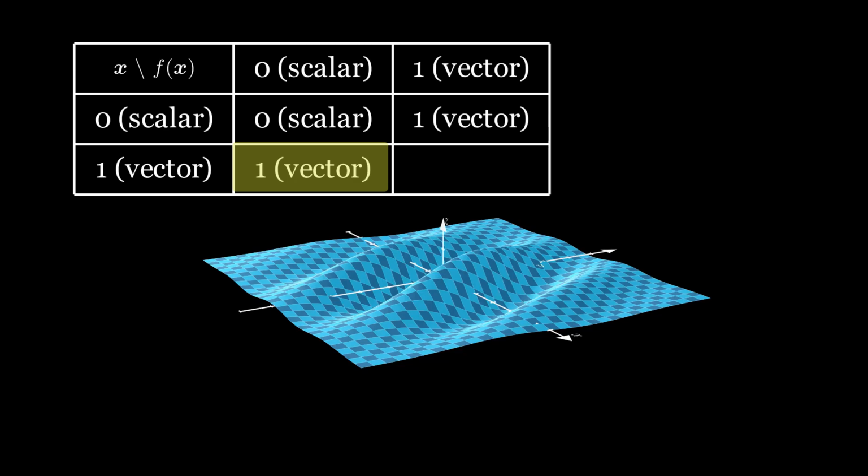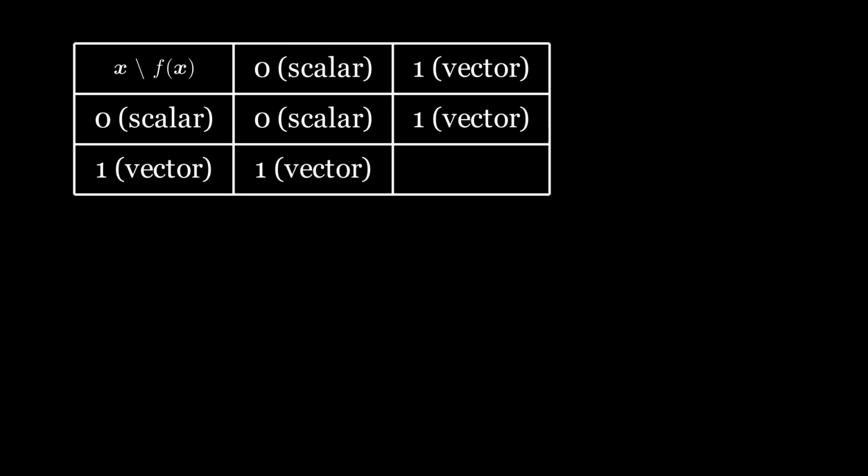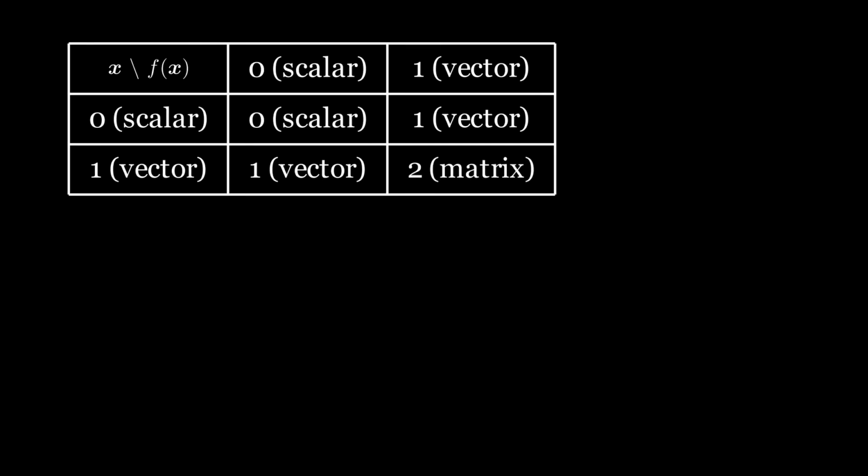Now, if you are familiar with tensors, you may be starting to see a pattern and the role that tensors have to play with derivatives. If you have 1D tensors, commonly called vectors, for both f of x and x, then you will have a 2D tensor derivative of f of x with respect to x.